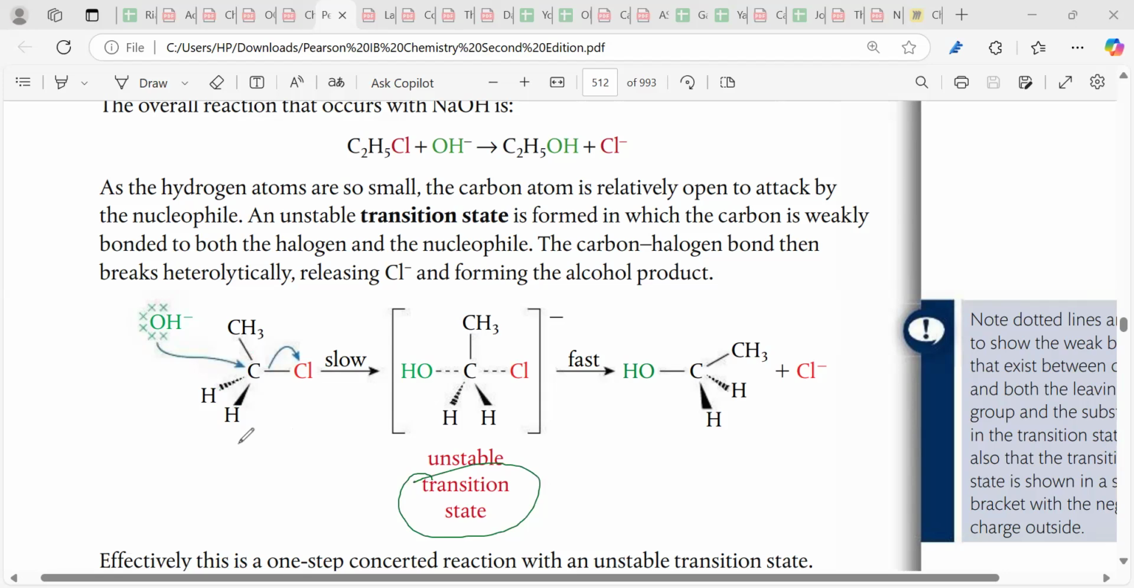Is it clear? In SN1, you'll be seeing that you'll be getting a carbocation over here. Is it clear to you? We're getting a carbocation over here. But this is an SN2 reaction, where we're getting a transition state.